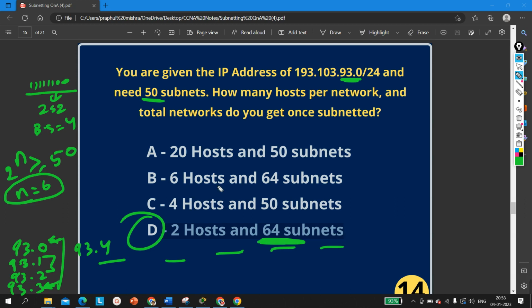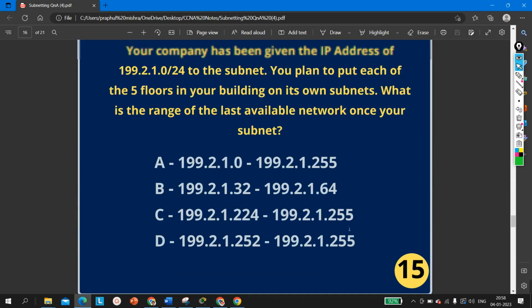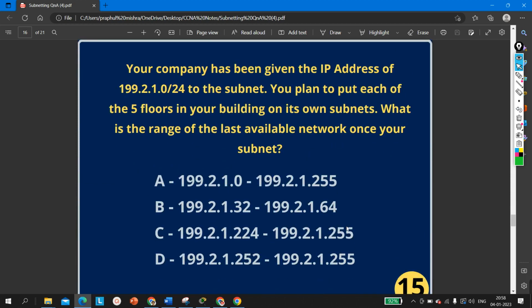Tell me guys, clear or not? Yeah, clear. Pratha sir, is it clear to you? Yeah, it is clear. 2 to the 6, I calculated 248, which is wrong. It should be 252. Great.